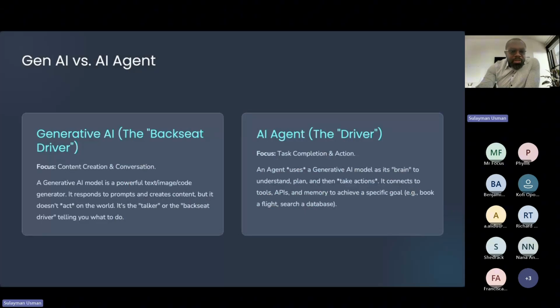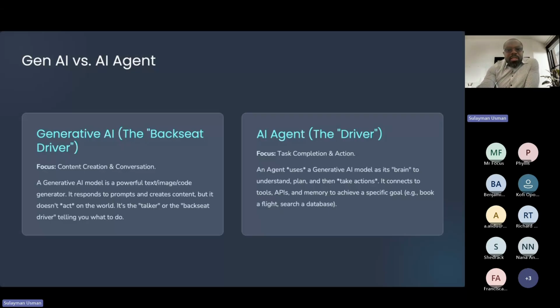Now the definitions. A generative AI model is a powerful text, image, and code generator. It takes your prompts and then creates content. That is Gen AI. Now, the AI agent, what is that? That's the driver. That's actually what is doing the work. The Gen AI does the heavy lifting behind, and then the agent does the actual work.